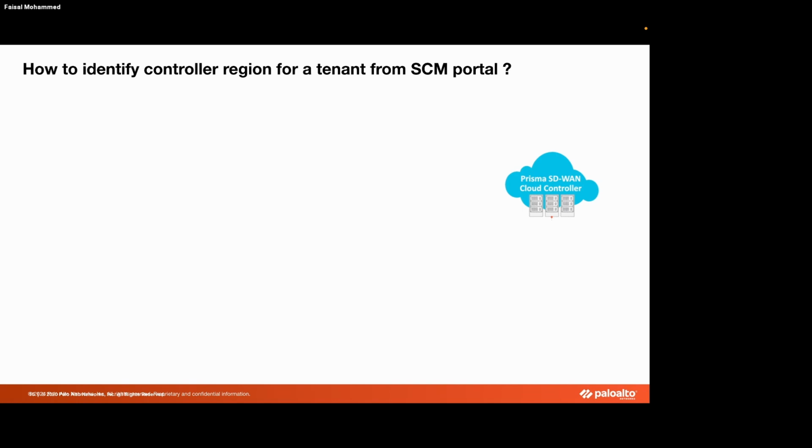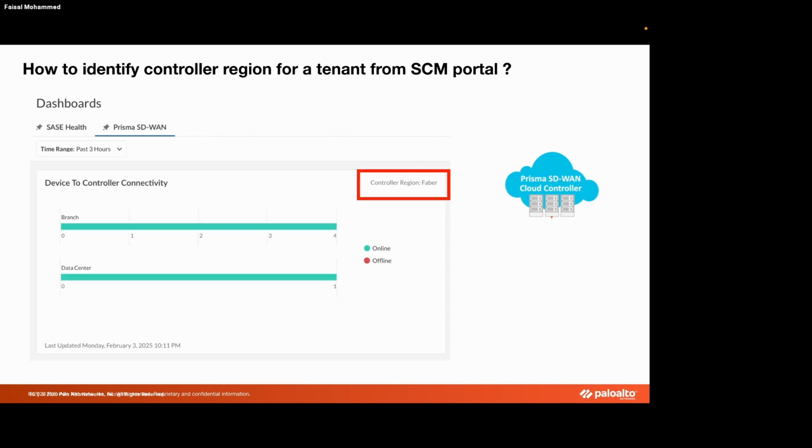Okay, the Prisma SD-WAN controller region to which a tenant is connected can be determined from the dashboard. In the dashboard, we have the controller region defined. Here, this particular dashboard says that the controller region is Faber. This way you can identify which controller region you're connected to, and take note of the maintenance activity happening on that specific region, not necessarily all the regions, because the maintenance happens over a number of days. So you just need to be aware of what your region is.